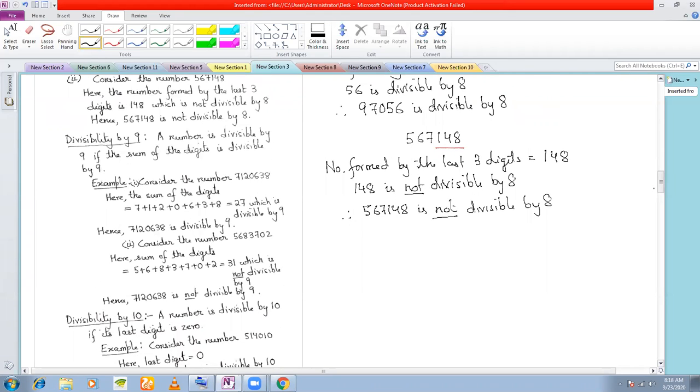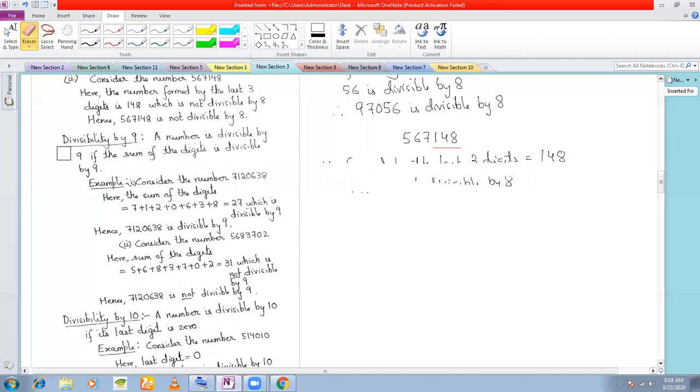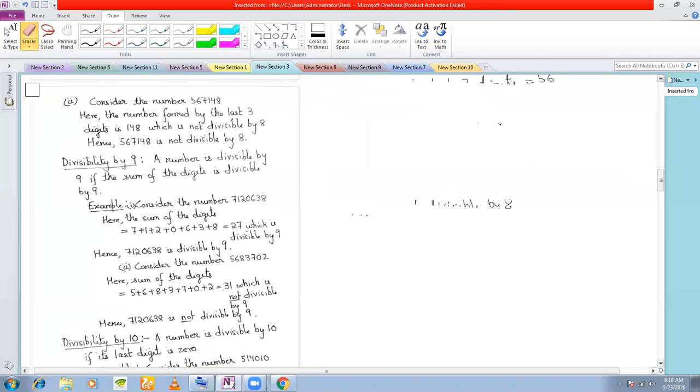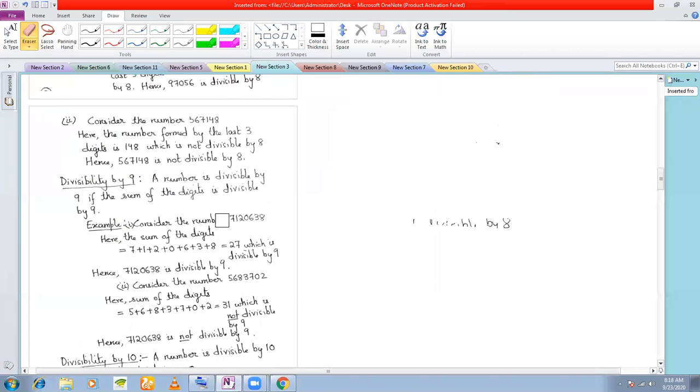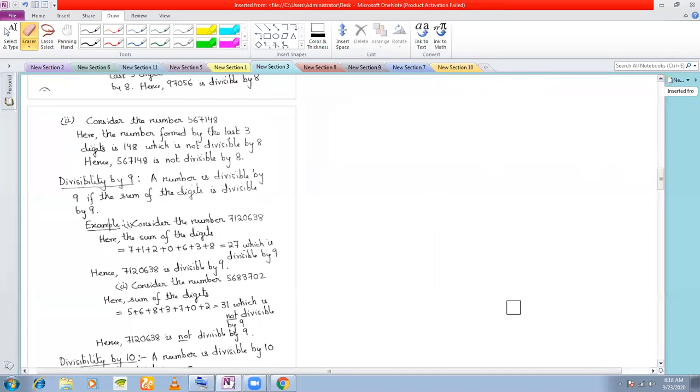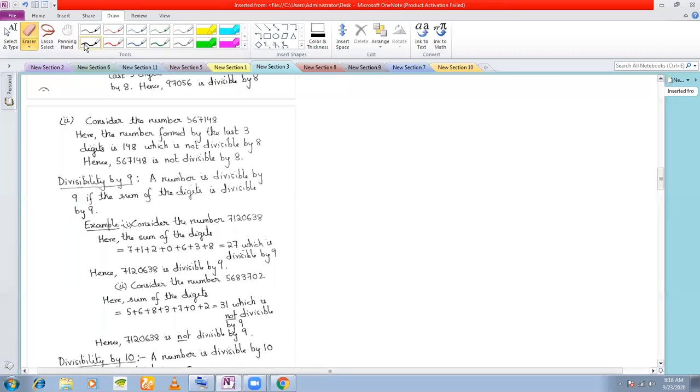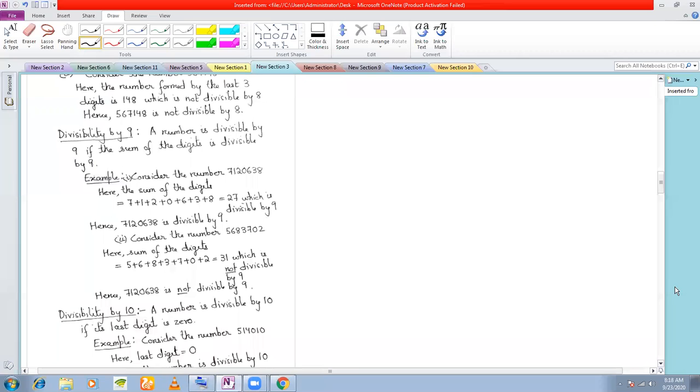Divisibility by 9. Divisibility by 9 is very similar to your divisibility by 3. In case of divisibility by 9, we take the sum of the digits and we check whether the sum of the digits is divisible by 9. Okay, so what is the rule here? Let us consider this number 7120638. I want to check whether this number is divisible by 9.